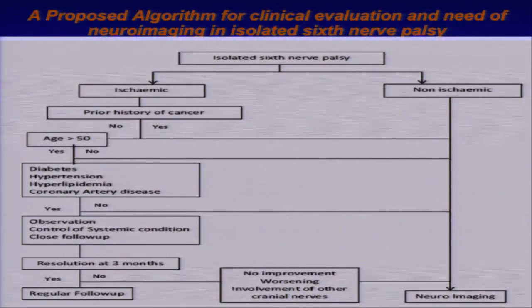If more than 50 years and any one of the vasculopathic risk factors is present, then we observe the case, control the systemic condition, and follow up closely till 3 months. If resolution occurs, we follow up the patient regularly. If there is no resolution or improvement, or involvement of other cranial nerves, we go for neuroimaging.